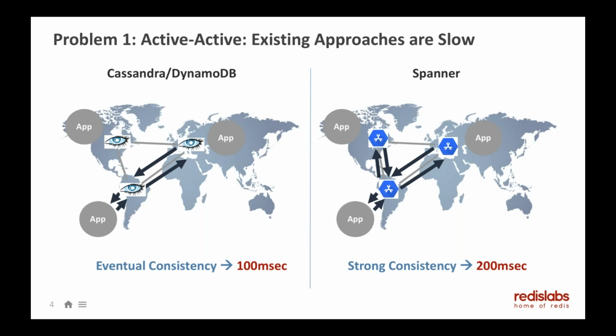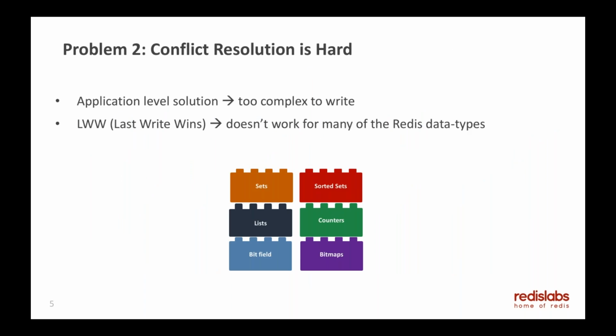Now, in case of strong consistency, the latency is worse because all the replicas need to agree to any changes you make to the database. So they all need to sync before they get back to your app. So you see a latency of something like 200 milliseconds, which makes your situation worse.